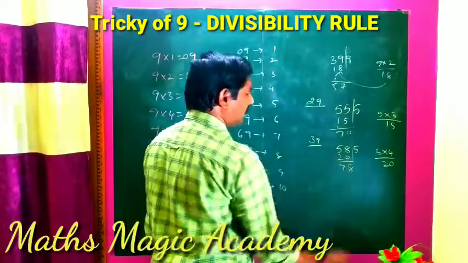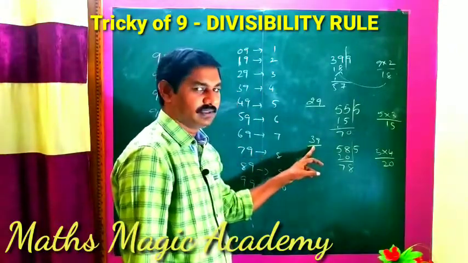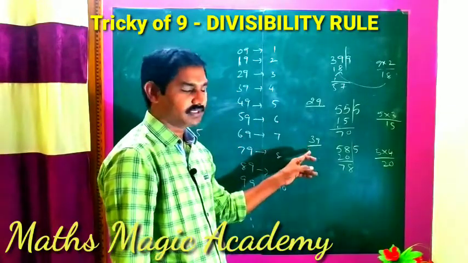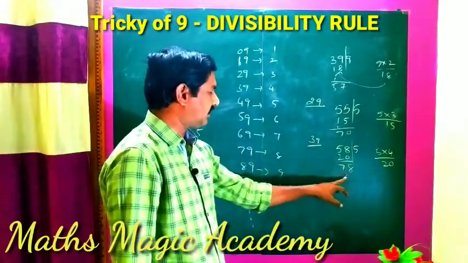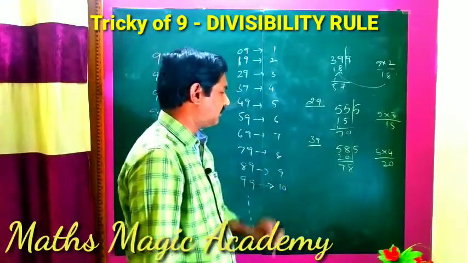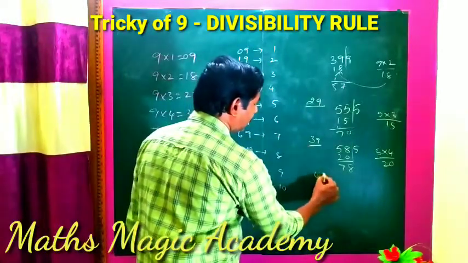58 plus 20 gives 78. So what is 39 twos? 78, right? 39 plus 39 is 78. So 78 is divisible by 39. So we can say 585 is divisible by 39. Let us see 49.